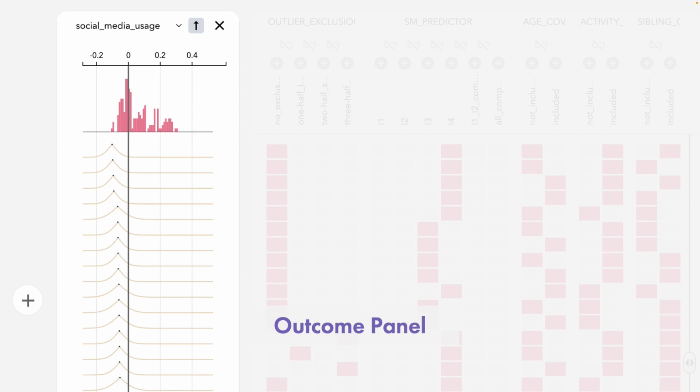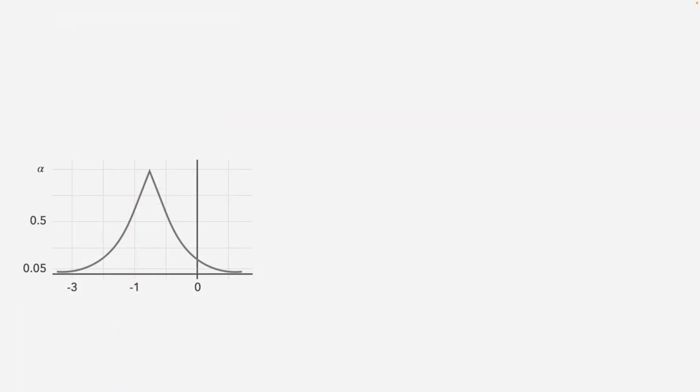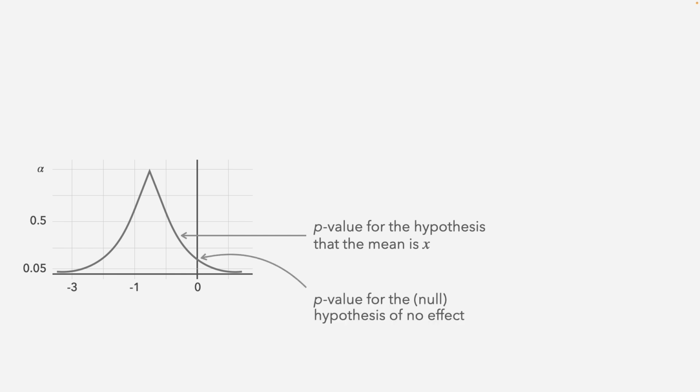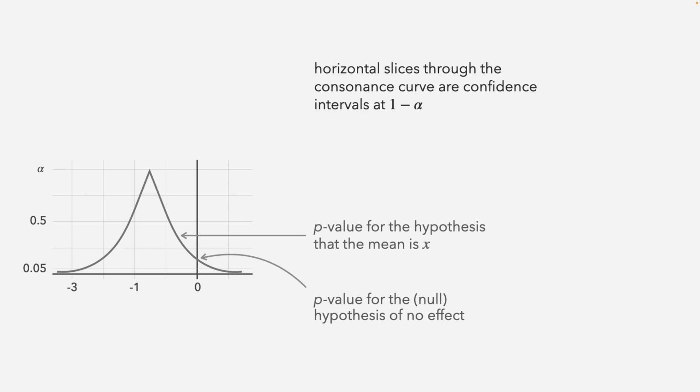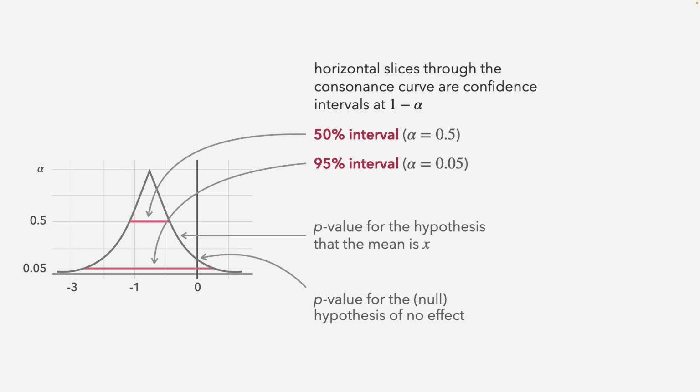In addition, we present the results from each universe using a consonance curve. The consonance curve represents the two-sided p-value function. In other words, the probability of the data given that the null hypothesis is x. In most cases, the p-value being referred to is the null p-value, which corresponds to the null hypothesis of no effect. This is given by the value at x equals 0. However, the p-value is defined for every value of x and is represented by this curve. Moreover, horizontal slices through the consonance curve are confidence intervals at 1 minus alpha. So this is a 50% confidence interval for this parameter, and this is a 95% confidence interval for the same parameter. We use consonance curves because they can be more easily adapted to visualize possibilistic uncertainty, which was one of the goals of this work. More details about consonance curves and how to interpret them can be found in the paper.